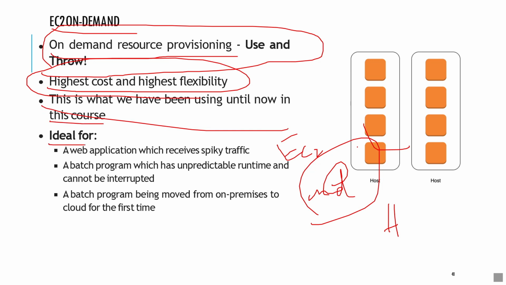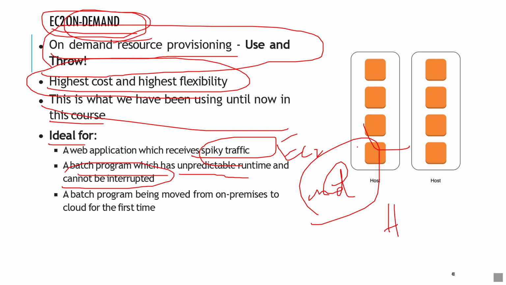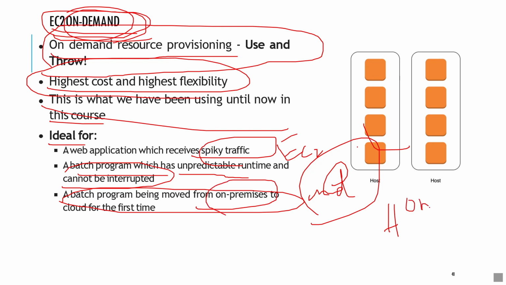It is ideal when there is huge, spiky traffic on our web application, and it is used when we can't predict the runtime and the application cannot be interrupted. So if our application should not be interrupted, then we can use EC2 on demand. We can also use EC2 on demand when we want to move our application from on premises to cloud.